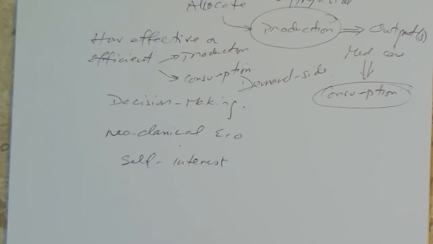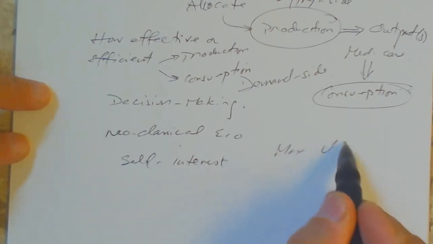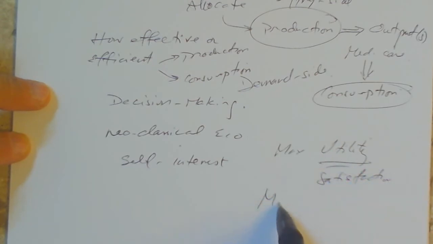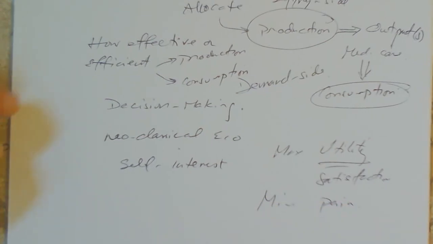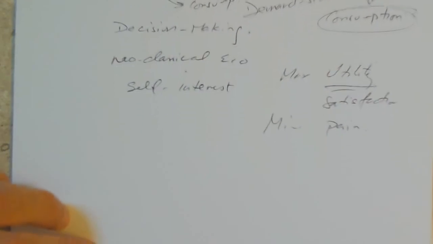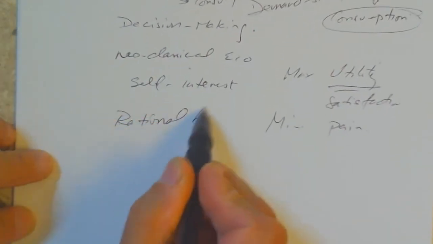So consumers are interested in maximizing utility or satisfaction, and minimizing pain or displeasure from what they do consume. And then the capitalists are interested in profit maximization and so forth and so on. And embedded in this conversation is the assumption of rational behavior.